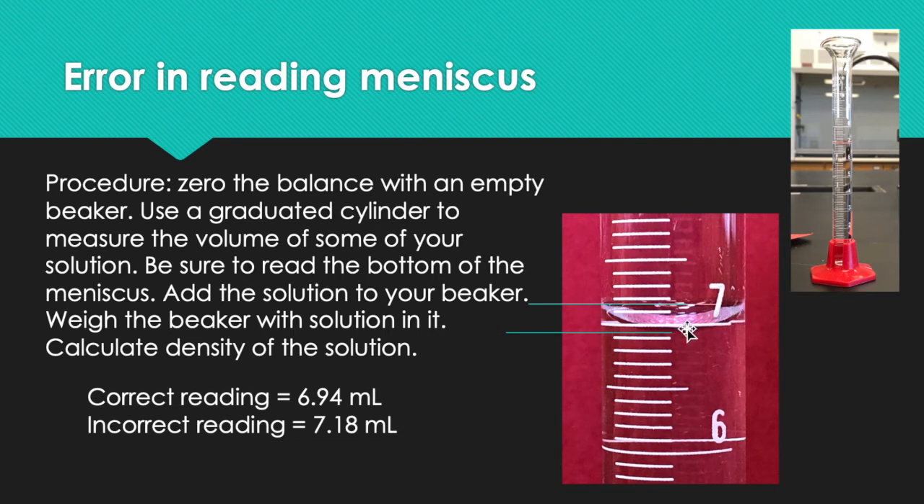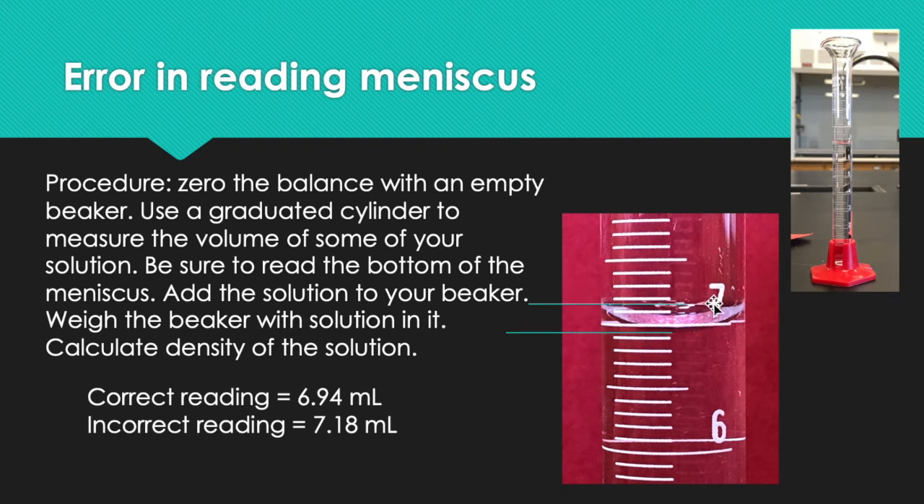This curve is called the meniscus, and the graduated cylinder has been calibrated so that you read the meniscus at the bottom. So the correct reading here is just below 7 milliliters. Each of these lines is 0.1 milliliters. You have 6, 6.1, 6.2, 6.3, all the way up to 7. Since it's between 6.9 and 7.0, and I think it's closer to 6.9, I put 6.94 milliliters as the correct reading.